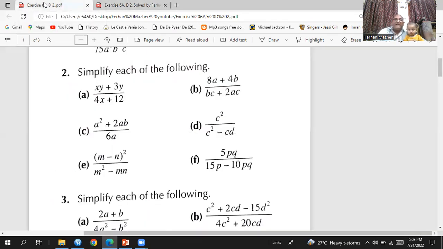Question number 2 is B part, and you can see here again a fraction is given.